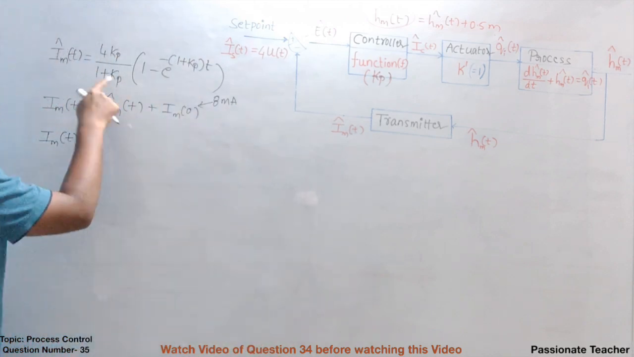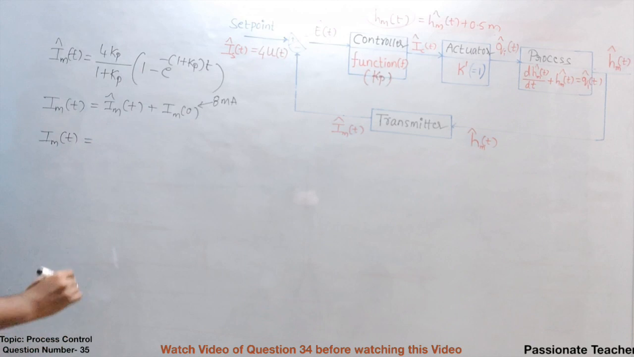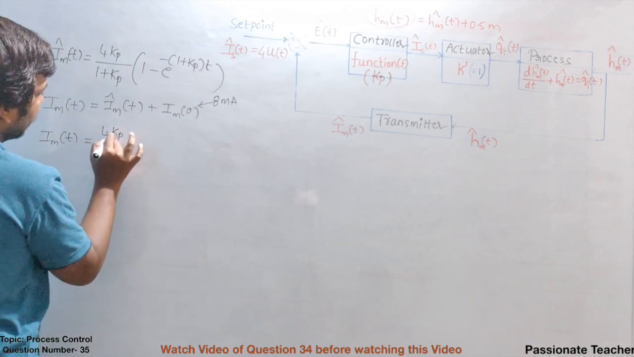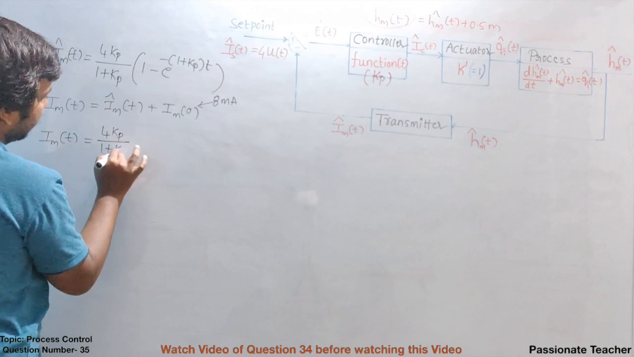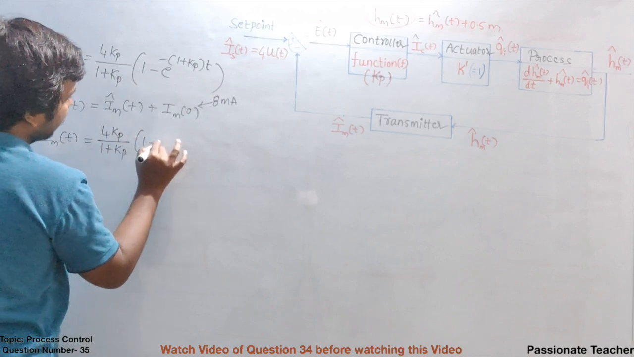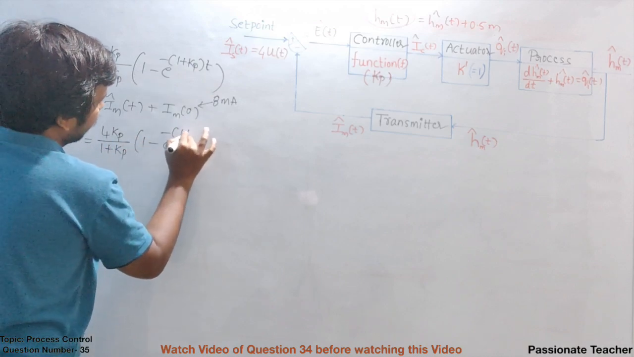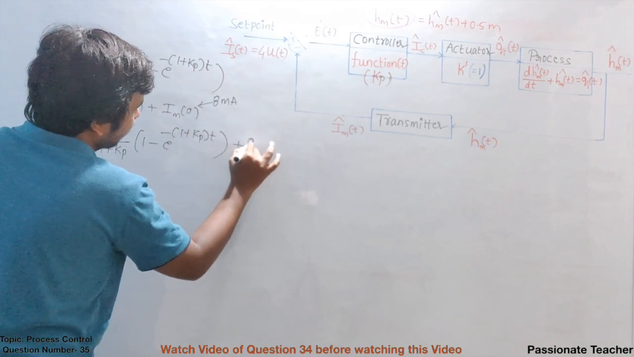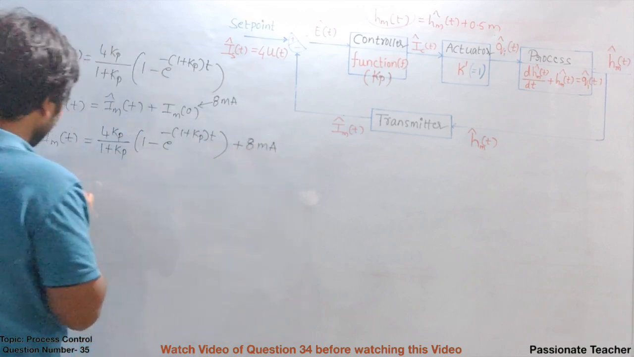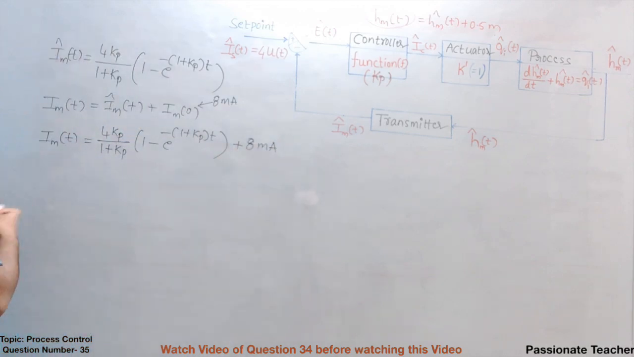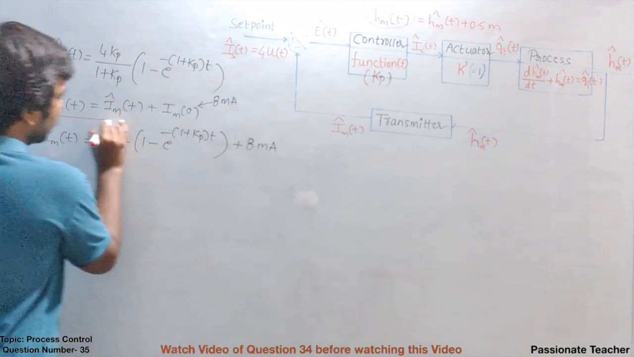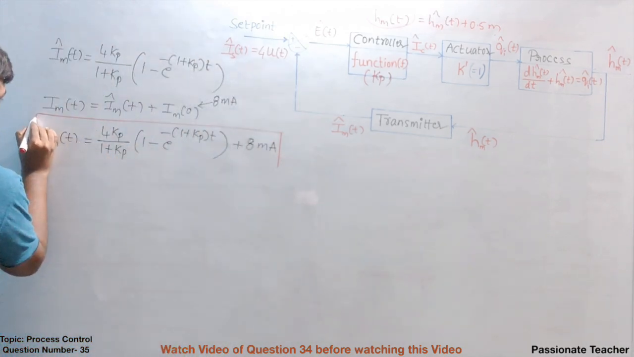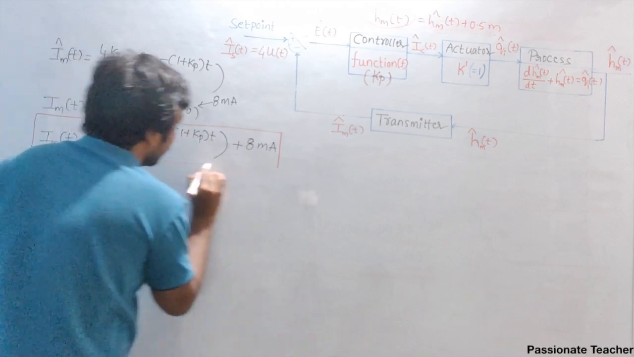Now if you substitute 8 here, it looks like this: 4 kp by 1 plus kp whole, into 1 minus e power minus 1 plus kp into t whole, plus 8 milliampere. This is the way how the transmitter current varies with respect to time. In fact, it varies from the initial value like this. This is Im of t.